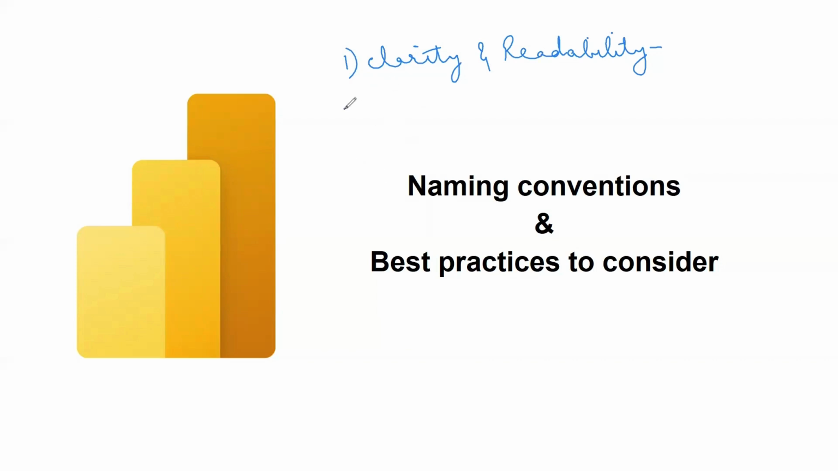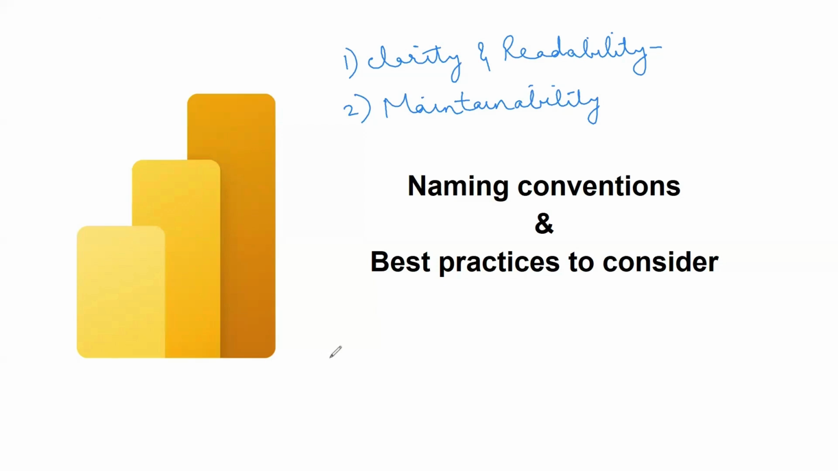The second one is maintainability. Well-named queries and functions are easier to maintain and modify over time. When you revisit your code base to make some changes or enhancements, clear naming conventions help you quickly identify the relevant components and understand their functionality, which reduces the risk of introducing errors during these updates.